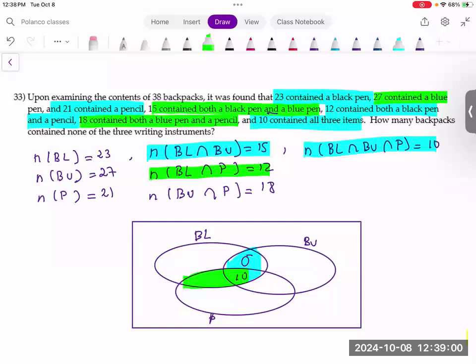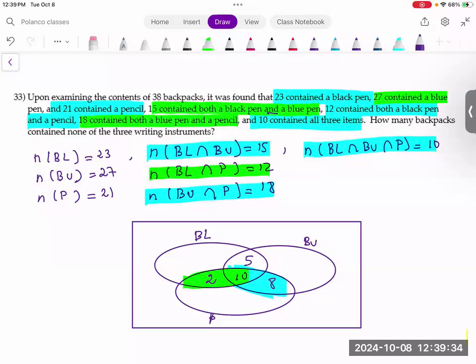However, I can see there is 10 already there. So what's the difference? 2 more missing to make it 12. We good? Then the next one, I have blue and pencil. Blue and pencil will be right here. And you can see I have 10 already there. So how many missing? 8 more over there, right? Okay. Now I'm ready to go to 1 set at a time.